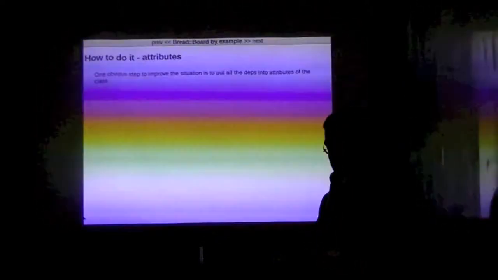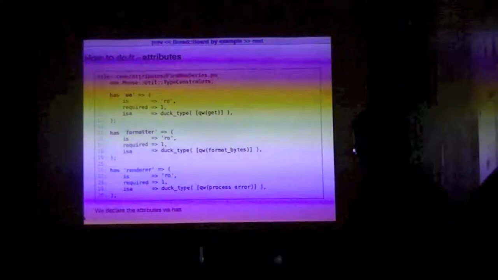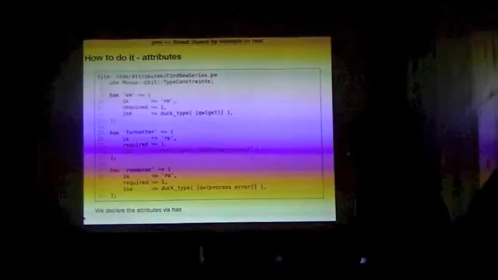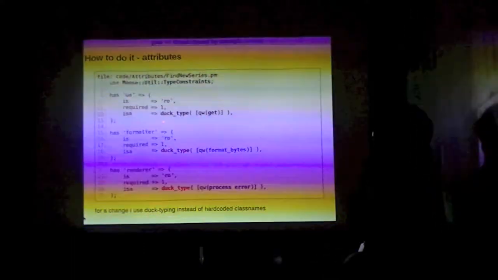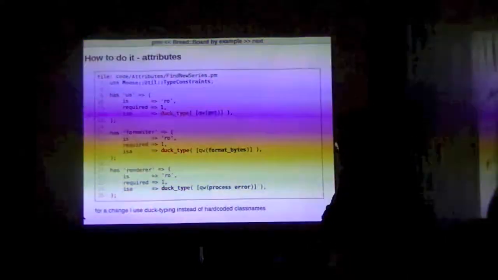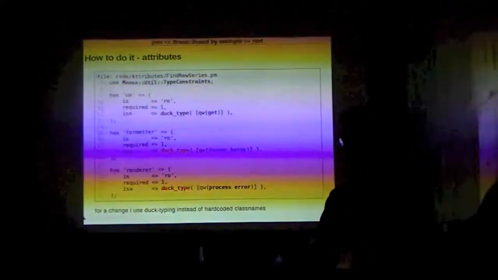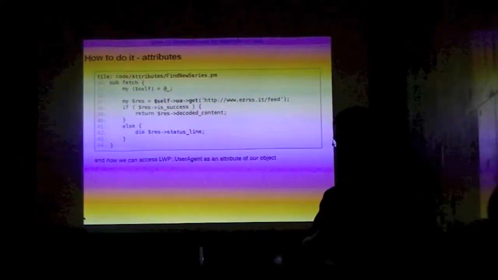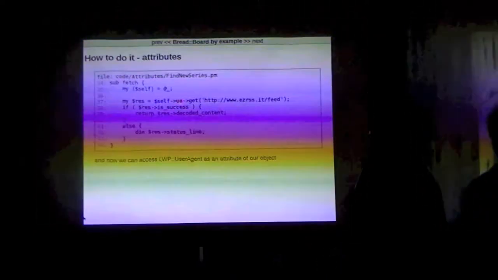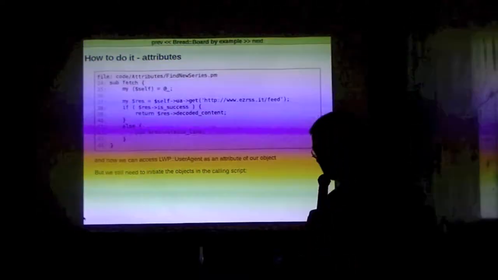So another thing you can do is to put all of these dependency objects into attributes of the class. So we use Moose to get some nice and cheap attributes, which we define using has. For a change, instead of hard coding the names of the classes, I use duck typing here, which is quite funny. You need to use this user type constraint thing. And then you can say, I accept any object that has a method called get, or a method called find_by, or something like that. It's quite nice. And then in one of the methods, you still get only the object, and then you have the accessor, and you can call methods on it. And you have everything. Of course, you still need to initiate the object, again in the calling script.